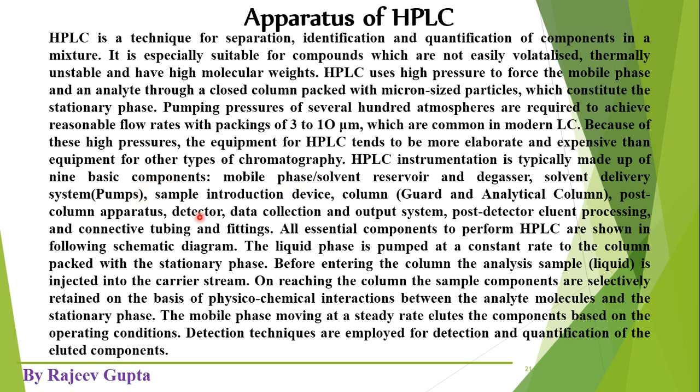So this is also a very good part, a very essential part of the HPLC instrument. Now the column, which is the heart of any chromatography technique, is where our stationary phase is filled. Generally two types of columns are used in HPLC. The first is the guard column or pre-column, and the second is the analytical column.